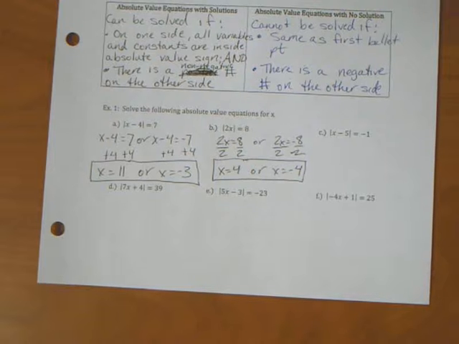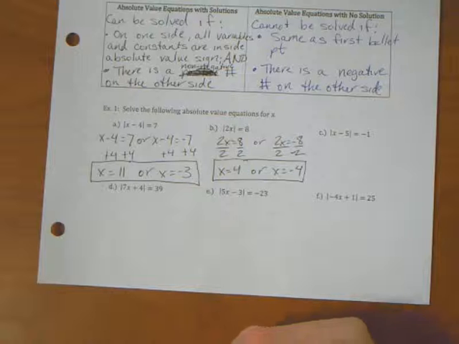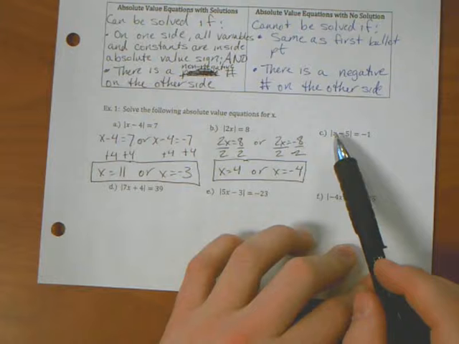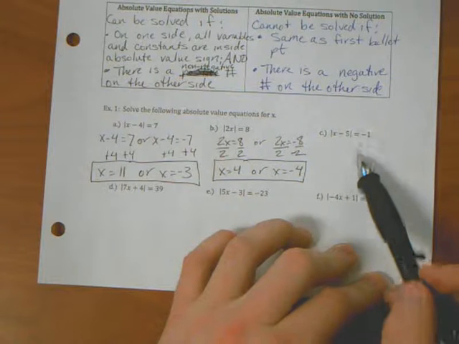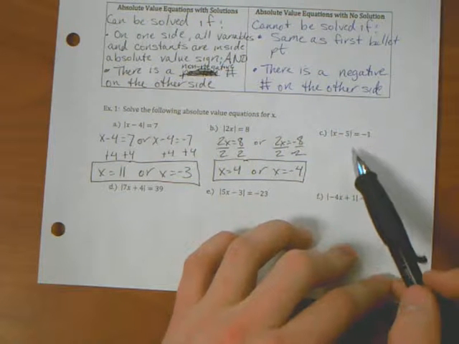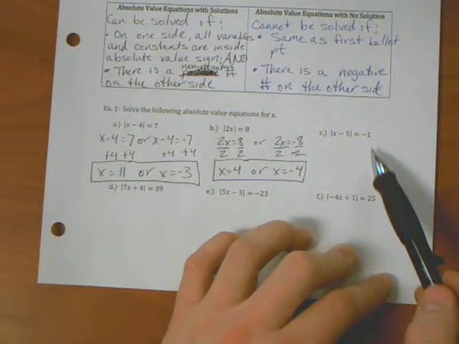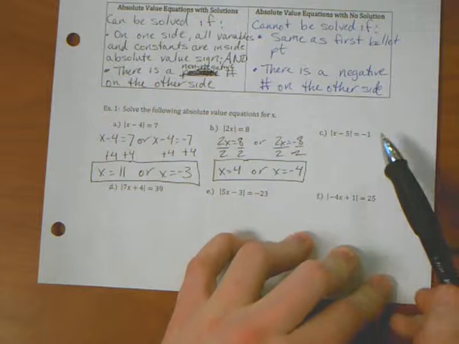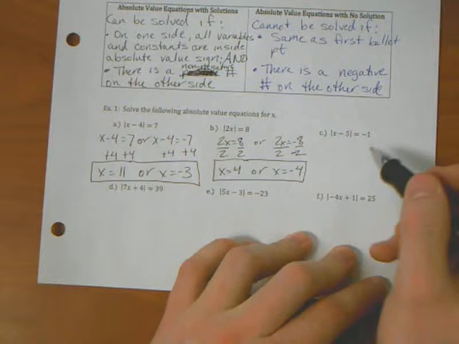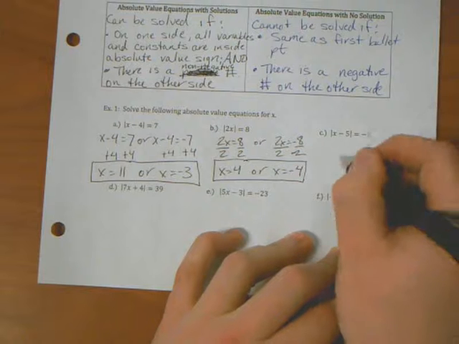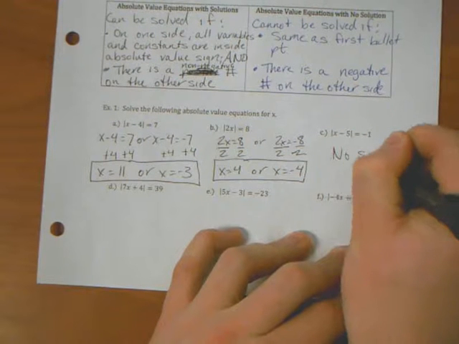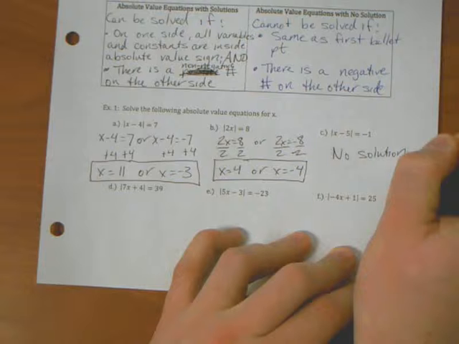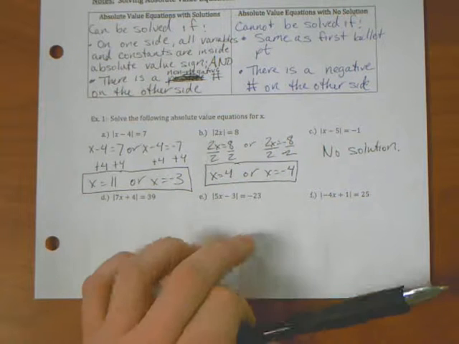Alright, so, letter C. Can we solve it? How do you know? There's a negative. We've got our absolute value and all of our numbers inside the absolute value on one side, and we have a negative number on the other side. There's no possible value for x that we can plug in to give us a negative. So this has no solution.